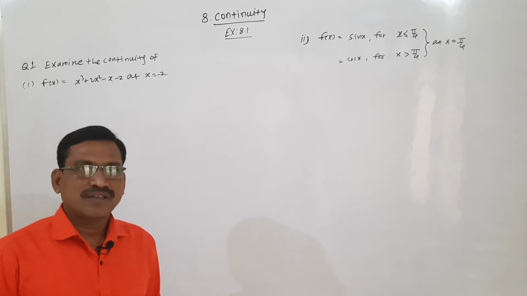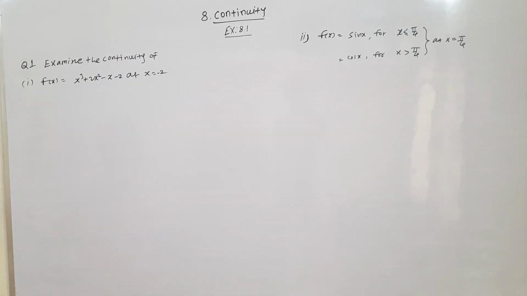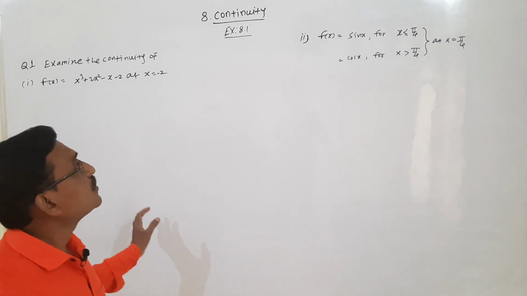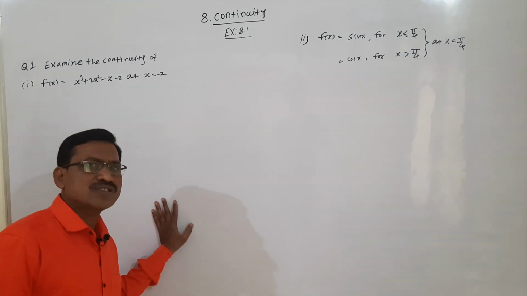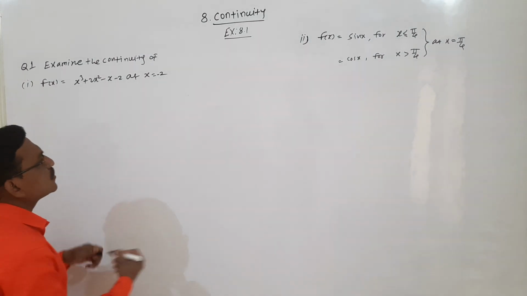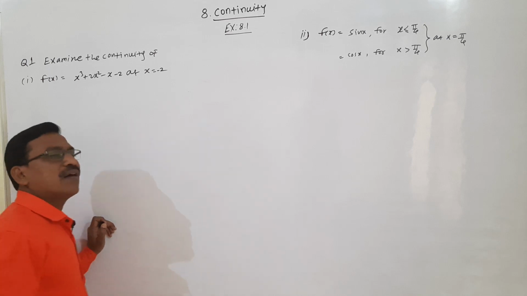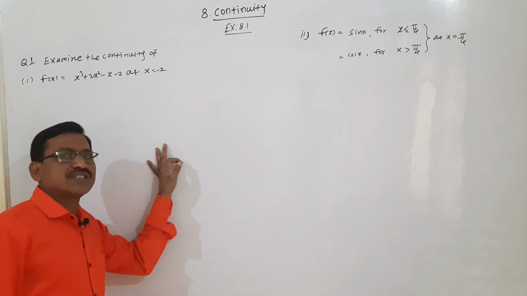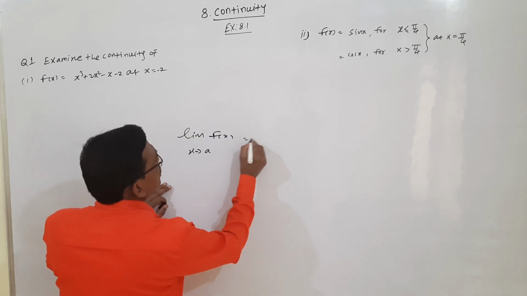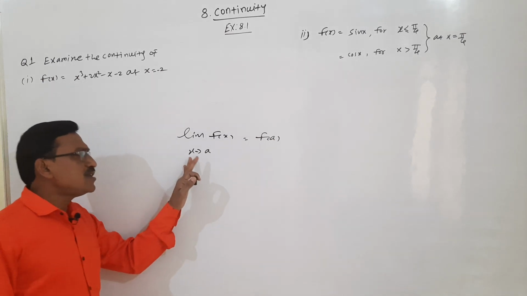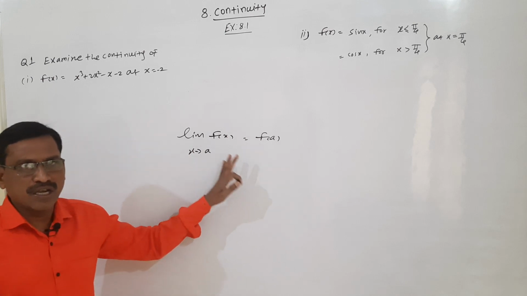Hello student, in the last lecture we have seen the theory part of continuity, that is, a continuous function at a point. When we say that the function is continuous, if the limit of that function is equal to the value of the function at that point, then we say that the function is continuous. That means the limit of f of x as x tends to a is equal to f of a.